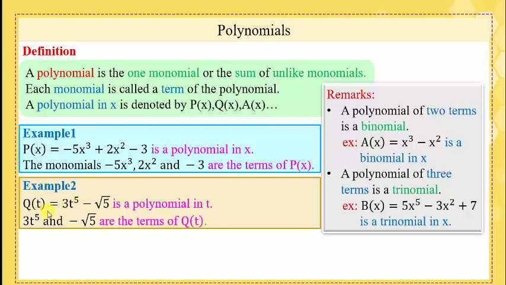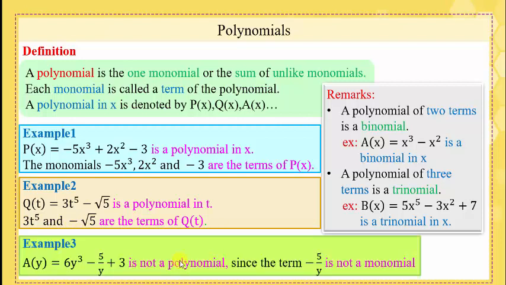Example 2. Q of t equals 3t exponent 5 minus radical 5 is a polynomial in t, which means t is a variable. 3t exponent 5 and minus radical 5 are the terms of Q of t. Example 3. A of y equals 6y cubed minus 5 over y plus 3 is not a polynomial since the term minus 5 over y is not a monomial because the variable is in the denominator, and we know that a polynomial is a sum of unlike monomials, so A of y is not a polynomial.